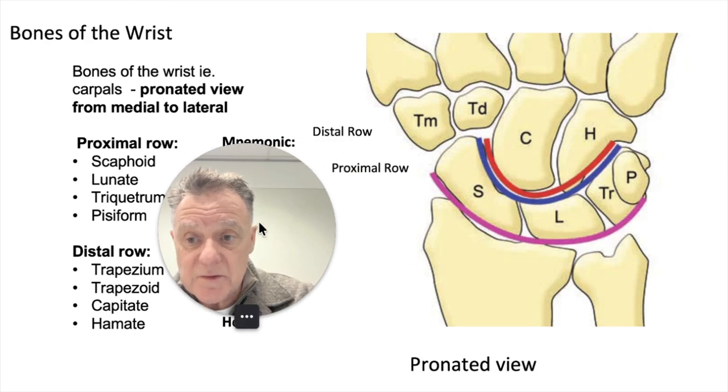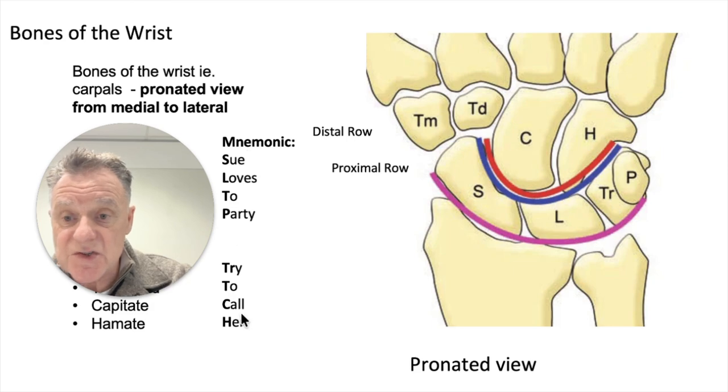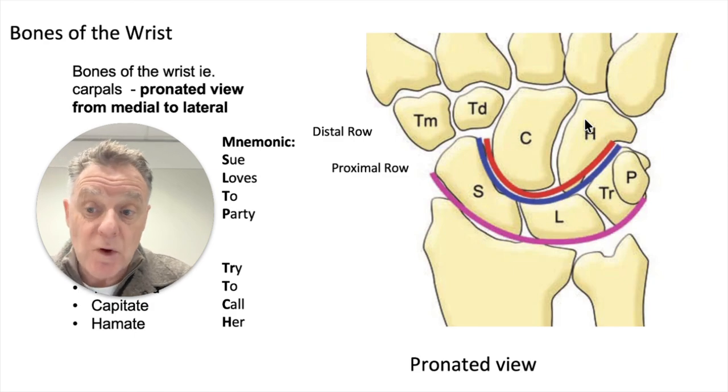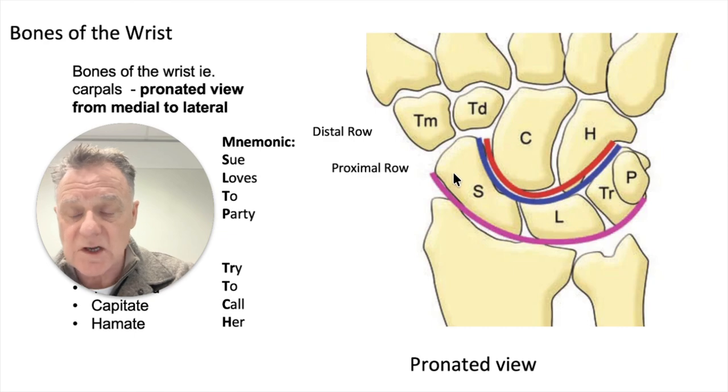Now, there are many different ways of remembering this, one way is to use a mnemonic. A common one that is used is Sue loves to party, try to call her, as reference to the bones in the proximal row, Sue loves to party, and in the distal row, try to call her. But either way, it doesn't matter which way you choose to remember the names of the bones and which are in the proximal and distal row and where they are positioned. Medial to lateral in a pronated hand.